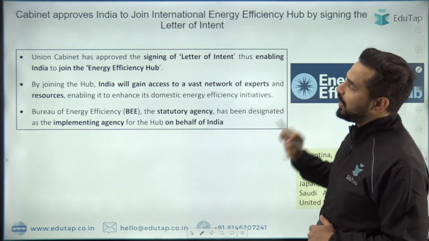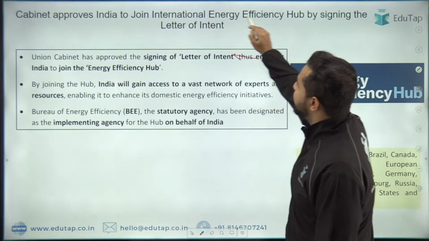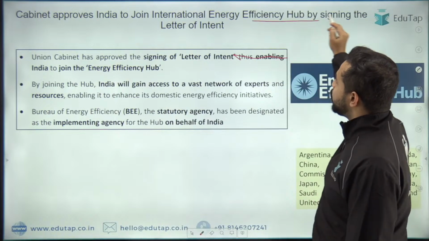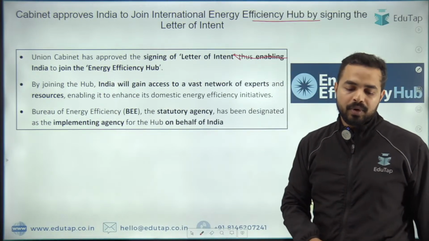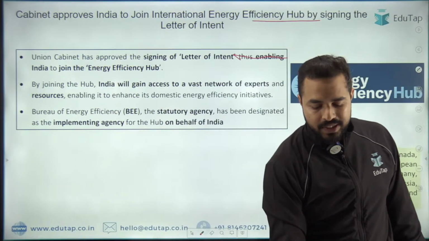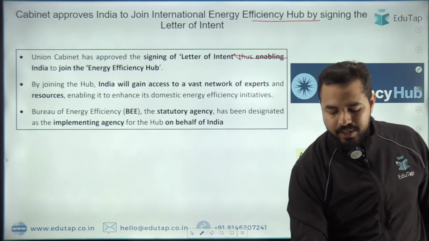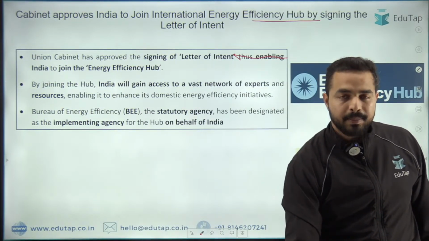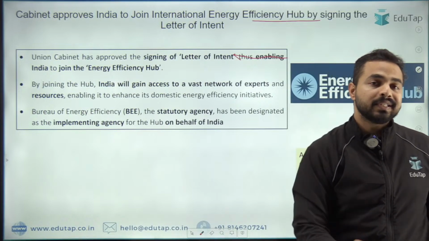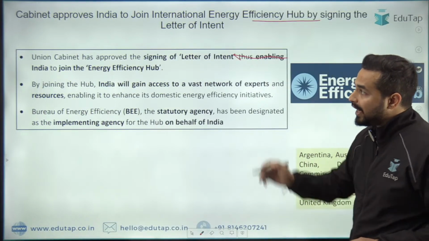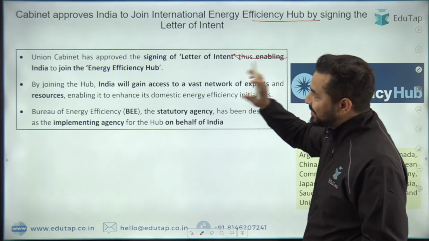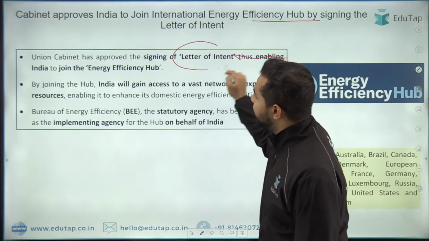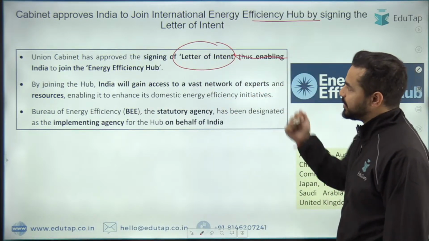Cabinet has also approved India to join International Energy Efficiency Hub. तो International Energy Efficiency Hub को यहाँ पर इंडिया को बेसिकली अलाउ किया है यूनियन कैबिनेट ने, that we can really become the part of this particular hub. तो अगर हम बात करते हैं इस हब की, so basically right now only 16 countries are the part of this hub, and now cabinet has approved India, as India has already signed a letter of intent in order to sign the energy efficiency hub.